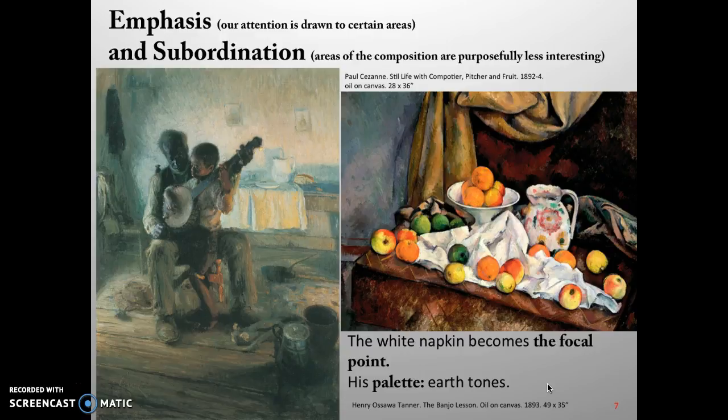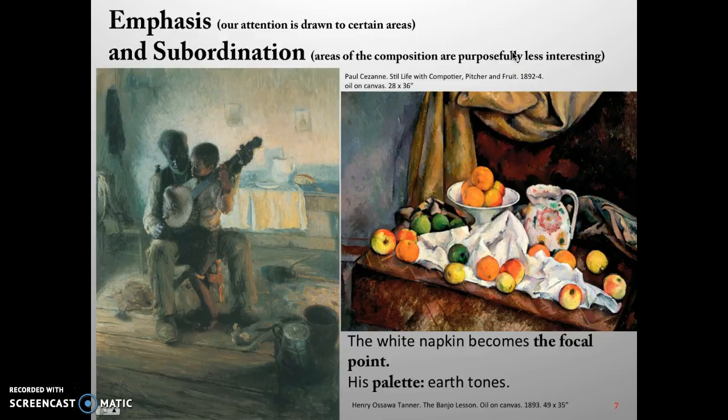For emphasis and subordination, think about where the artist is drawing your attention to. The artist is drawing your attention to these figures in the foreground. They are darker. There's more clarity to them than the shapes that are in the background. The background light creates a sense of contrast. So subordination, the areas in the background, are going to be purposefully less interesting.